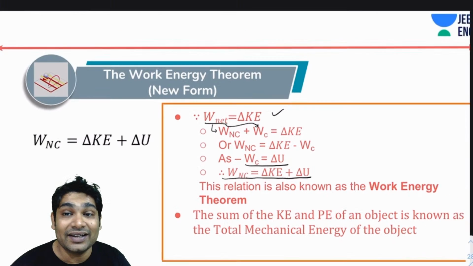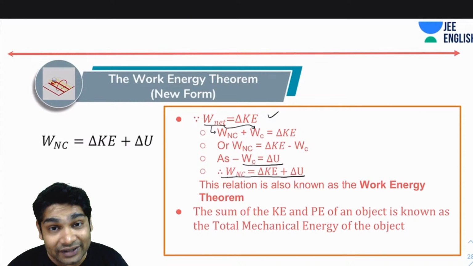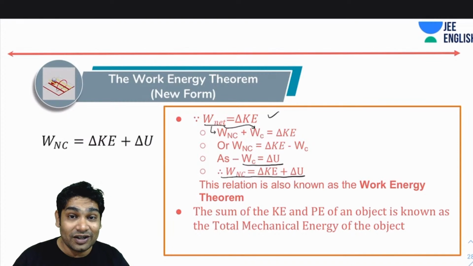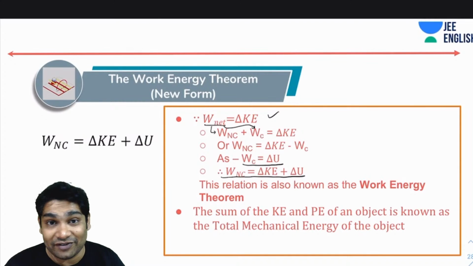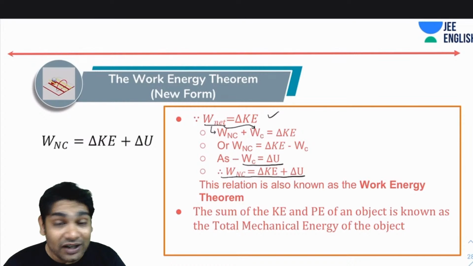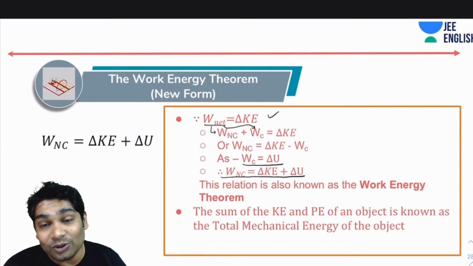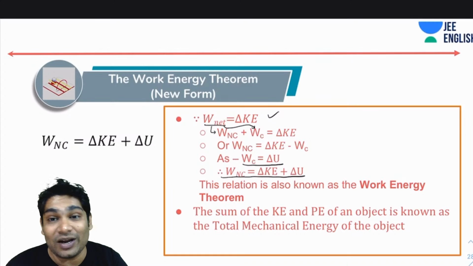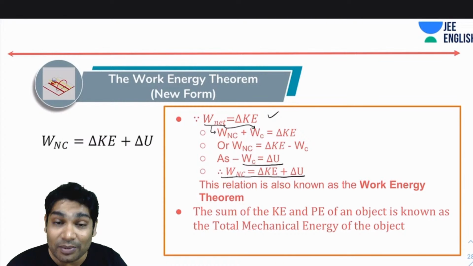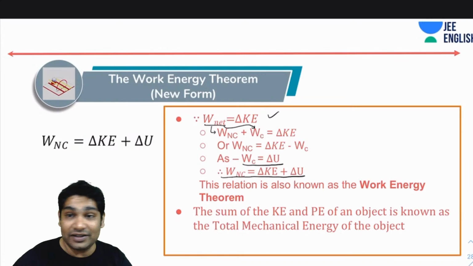Now this relation is another form of the work energy theorem only. Here, instead of taking the net work done by all the forces, on the left hand side of the expression I am taking only the work done by non-conservative forces. So work done by non-conservative forces will be equal to delta KE plus delta U. You also know that the sum of the kinetic energy and the potential energy of an object is known as its total mechanical energy. Remember this: the sum of the kinetic energy and the potential energy of any object is called the total mechanical energy.